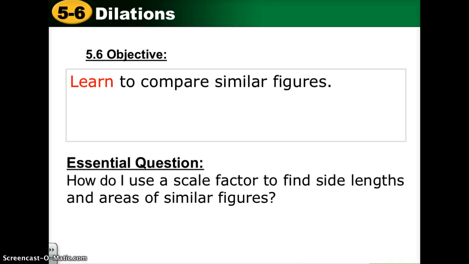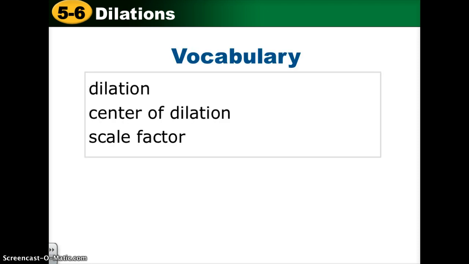Chapter 5, Section 6. Objective: learn to compare similar figures. Essential question: how do I use a scale factor to find side lengths and areas of similar figures? Vocabulary: dilation, center of dilation, scale factor.